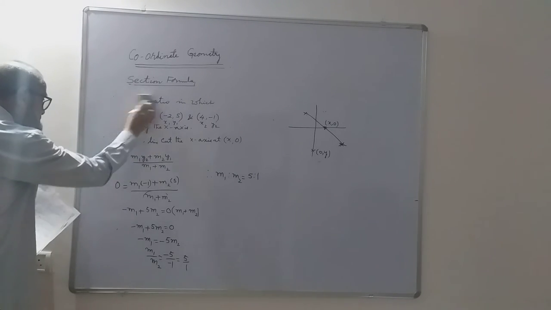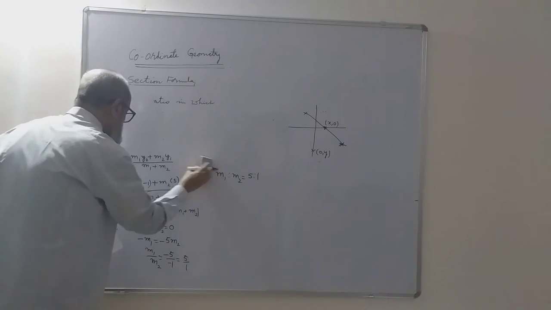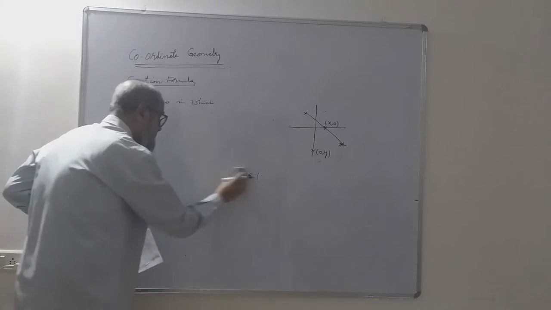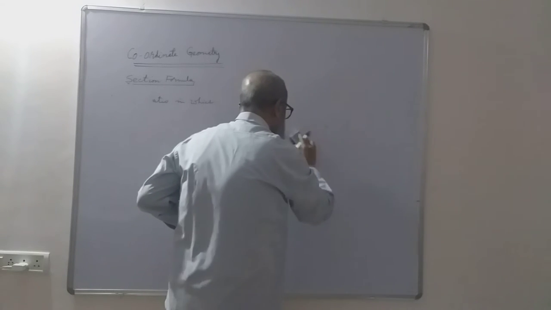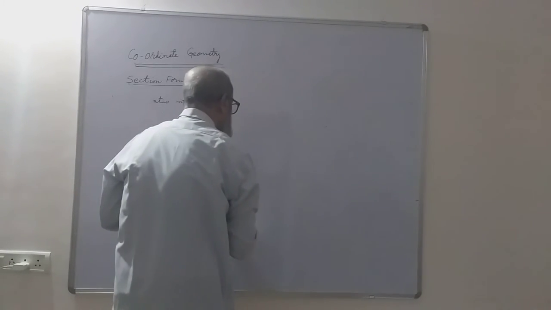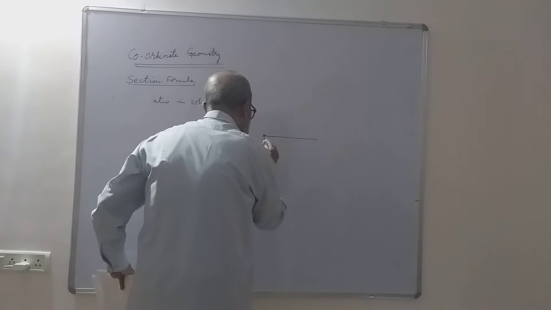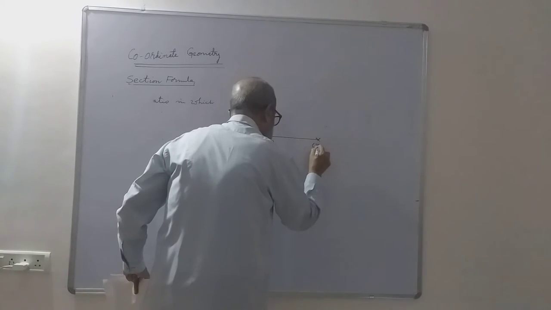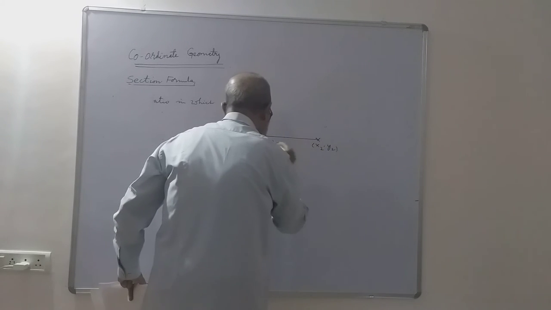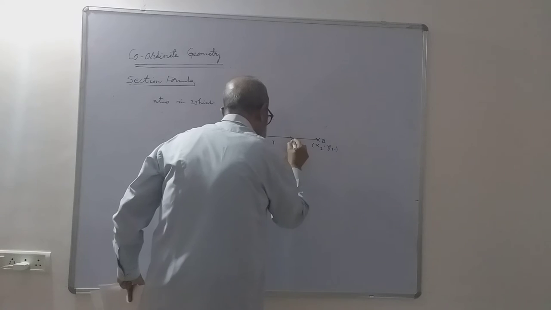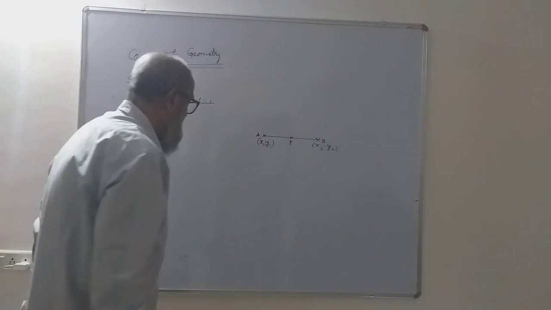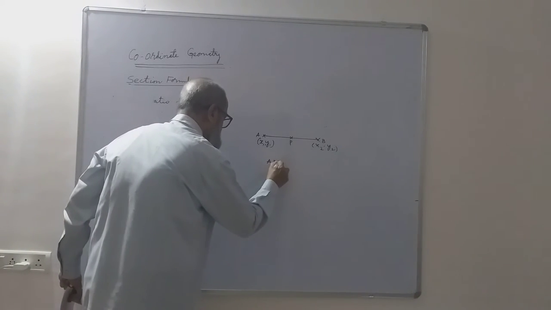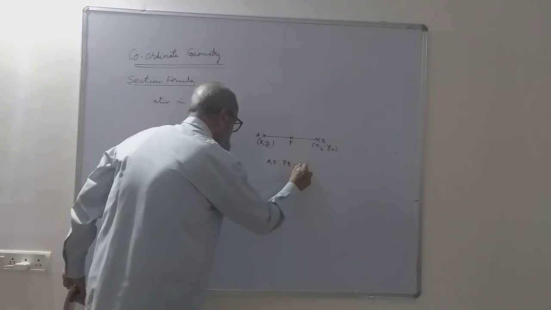Next, how to find the midpoint of a straight line? Let us say we have a line segment whose extreme ends are x1, y1 and x2, y2. x1, y1 is one point and x2, y2 is the other one. This is A, this is B. I want the midpoint of this. P is the midpoint. Now, if P is the midpoint of AB, then AP is to BP is equal to 1 is to 1.